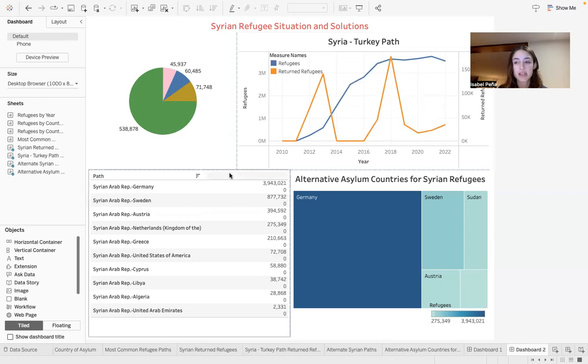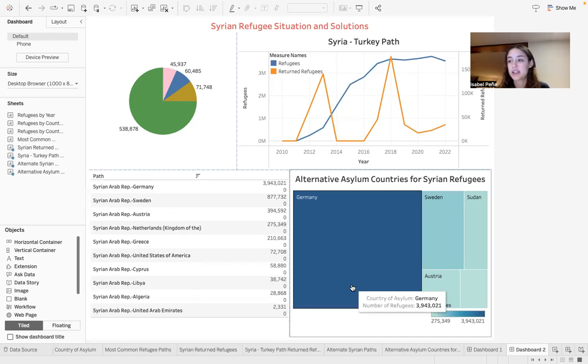In this following table, we can see the countries that have sheltered the highest number of Syrians without returning any of them. For example, Germany has taken almost 4 million Syrians and hasn't returned a single one of them to their country. The same applies to Sweden, Austria, the Netherlands, Greece, the USA, etc. Finally, in this graph, we can see clearly that Germany takes the lead in sheltering without returns, having given asylum to almost 4 million Syrians, followed by Sweden and Austria.